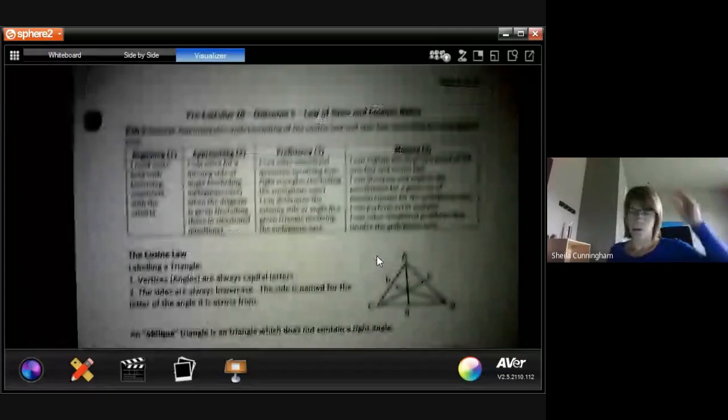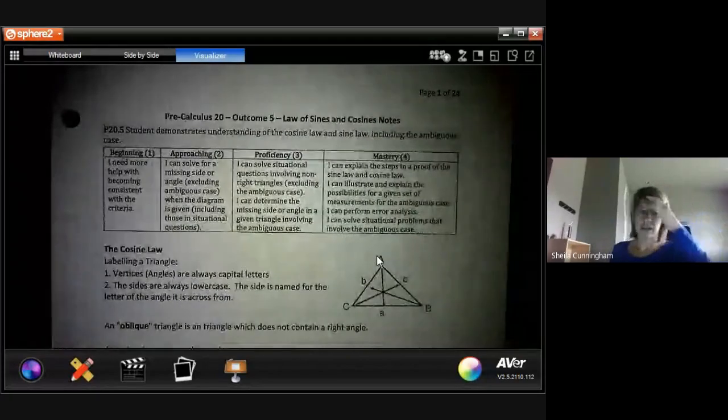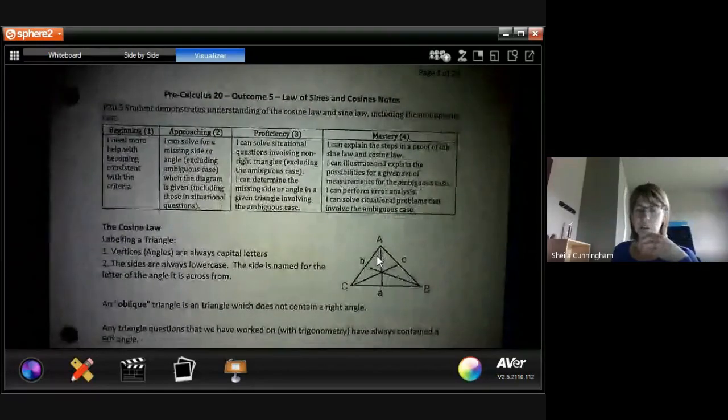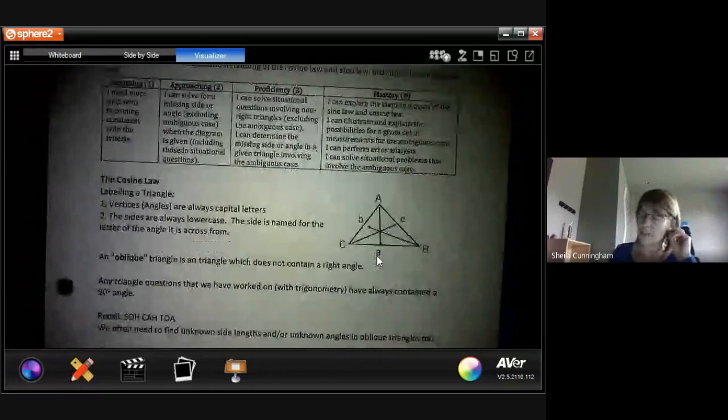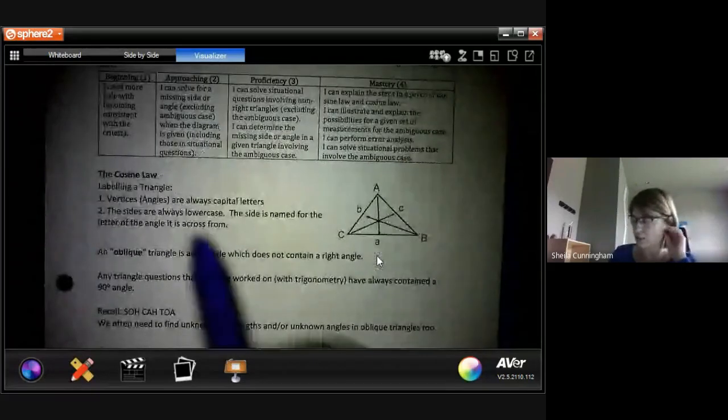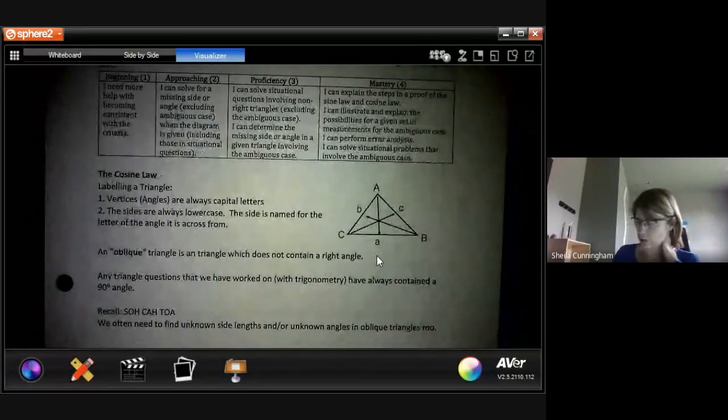Okay, so law of sines and cosines, basically, and like I said, if you've done Foundations 20, you've done this already. You'll use the law of sines and the law of cosines specifically when you are not working with a 90-degree right triangle. A couple things to take note of when we are finding a missing side or a missing angle is just our labeling of those triangles.